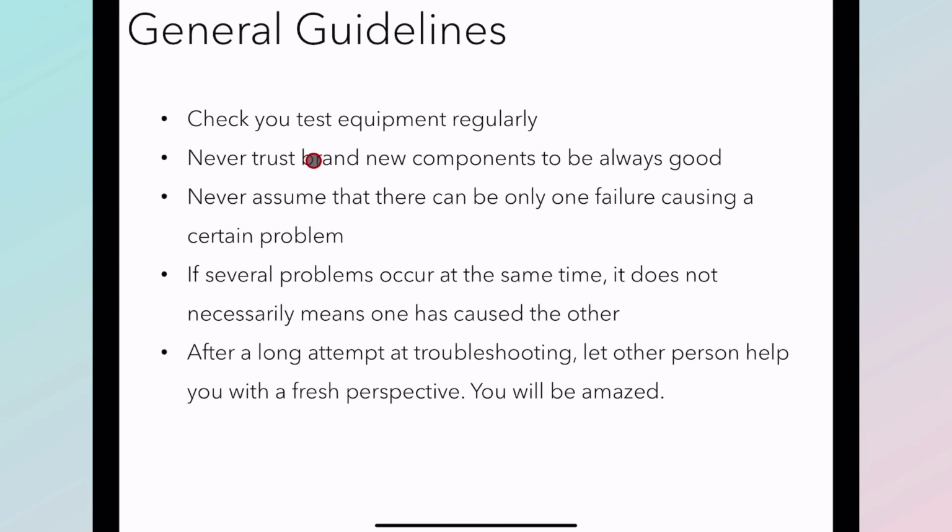So you should not trust that brand new components will always be fine, and never assume that there can be only one failure causing a certain problem. There can be more than one failure causing a certain problem. So if you have found one, it doesn't mean that that was the only one. There can be others also. And if several problems are occurring at the same time, it does not necessarily mean that one fault has caused the other. It might be a coincidence that both of them happened at the same time.